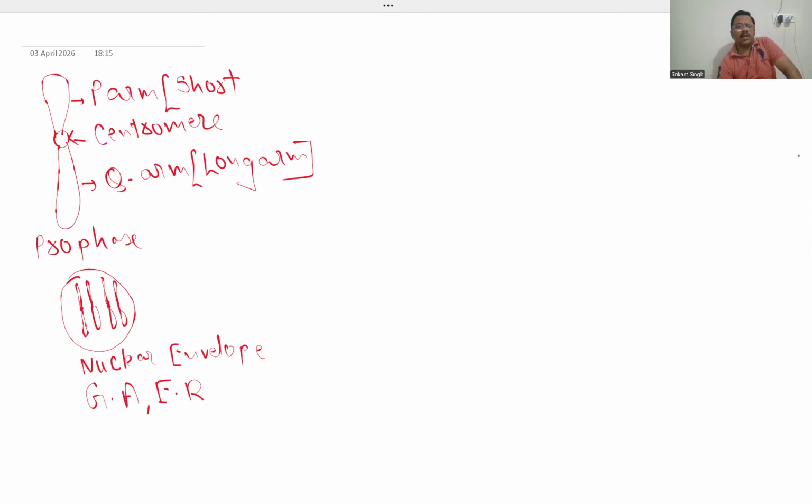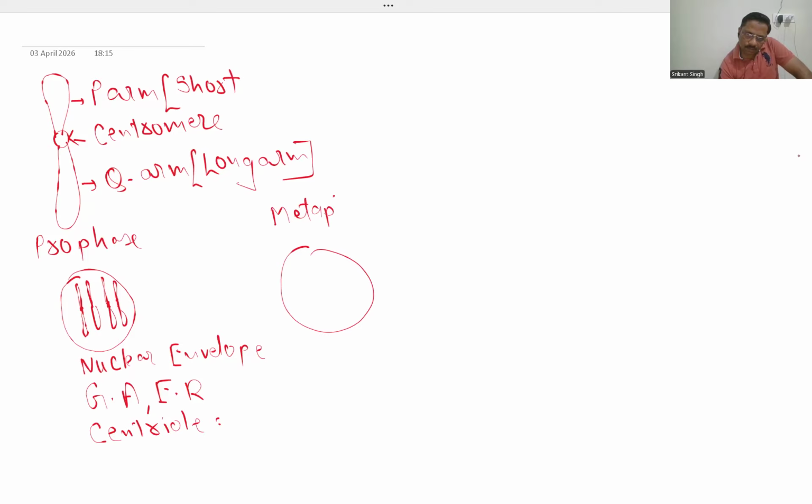At the end of prophase, the centriole is going to be duplicated. Here it is, the centriole. This is the phase of prophase. After prophase, it is the metaphase.